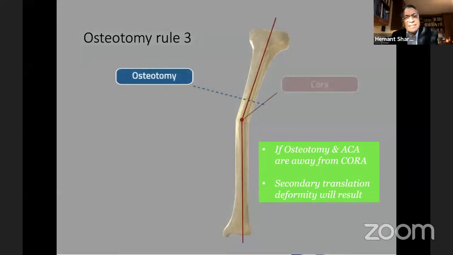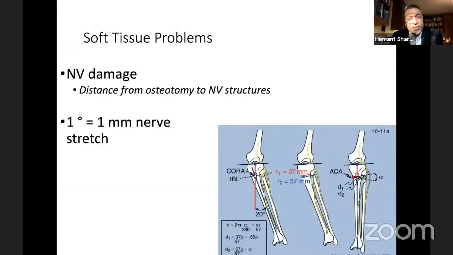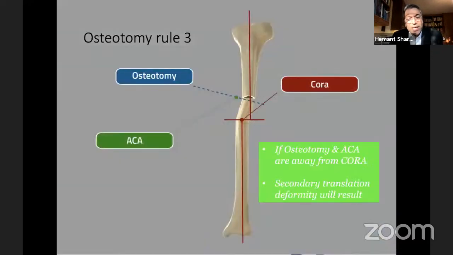Osteotomy Rule 3 is when your ACA and osteotomy are away from the CORA, which basically means that you will develop a secondary translation deformity. It is usually a complication, but occasionally you will find that if there's a previous translation, you can use this to your advantage to correct the translation.